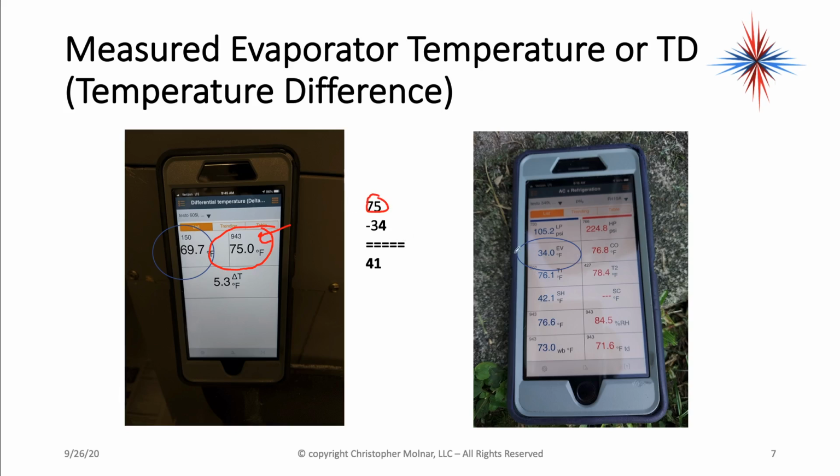I have a 34 degree evaporator temperature because, again, the Testo gauges that I use, the smart probes, automatically convert my low pressure to the evaporator temperature. Okay, so I take my 75, subtract the 34, and my temperature difference on this system is 41. So that's my evaporator temperature difference. Okay, 35 design, 41, I'm 6 degrees off. Okay, start of a problem.